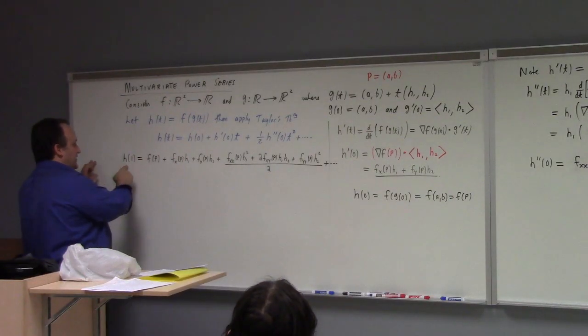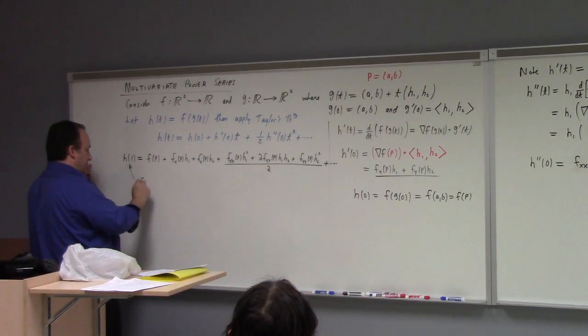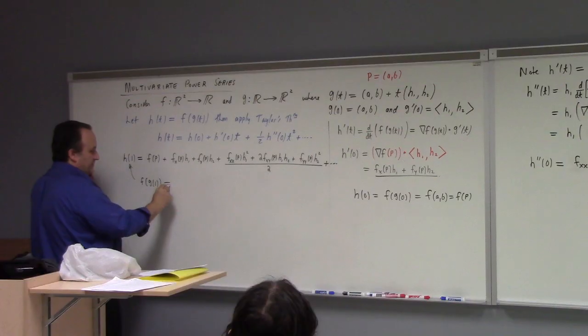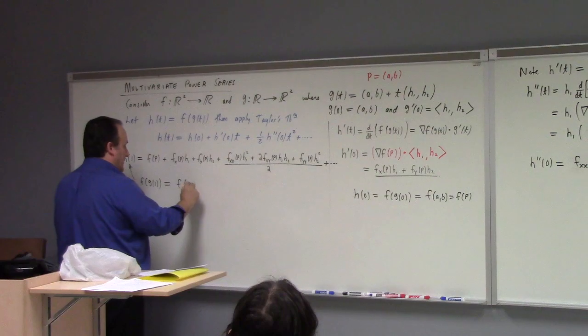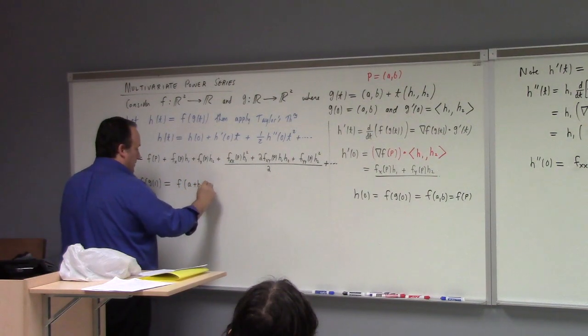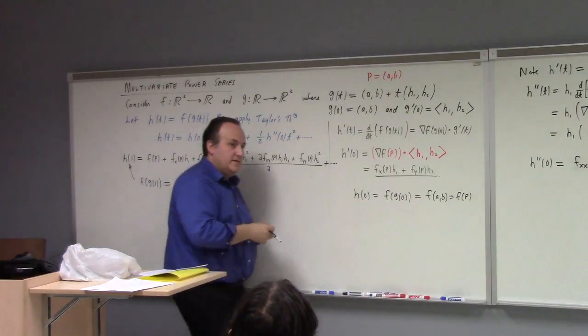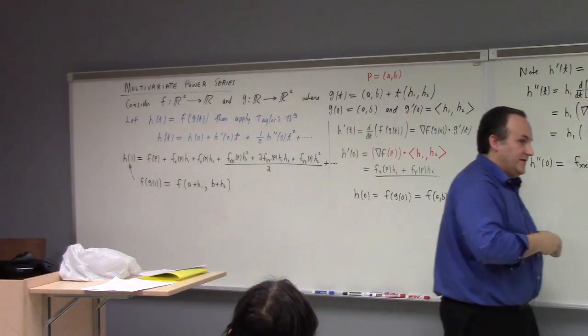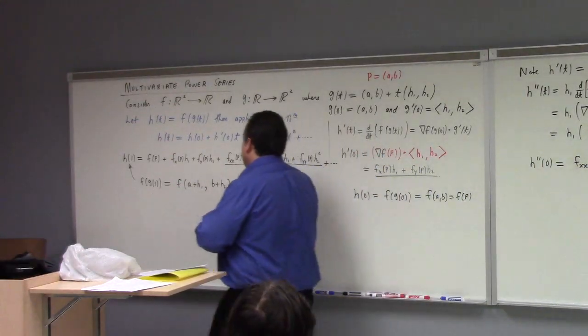But what is h of 1? H of 1 is exactly f of g of 1, right? Which in particular is f of a plus h1, b plus h2, right? And this right here is the multivariate power series expansion for a function of two variables, just up to quadratic order. So we've seen before the linear piece of this. That's just the tangent plane approximation to z, right?